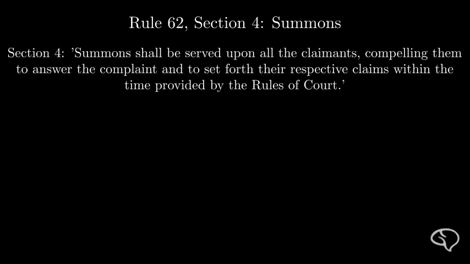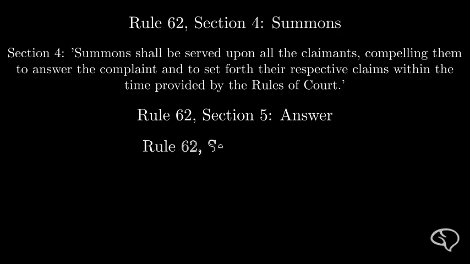Section 5 covers the answer. Each claimant must file an answer setting forth their claim and any defenses they may have to the claims of the other claimants. This is where the claimants present their case. Section 6 is about the order. After the answers are filed, the court will issue an order requiring the claimants to interplead with one another. This is the formal command for them to litigate their claims. This order sets the stage for the main dispute.